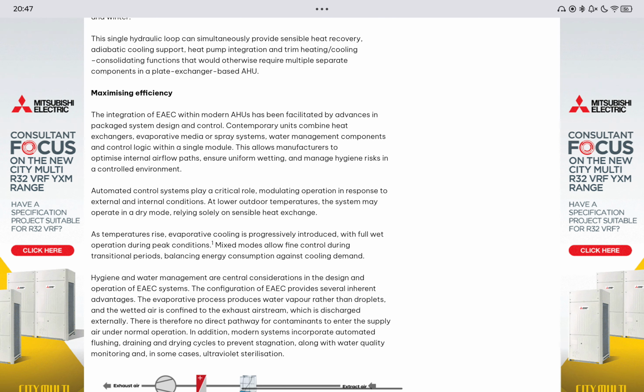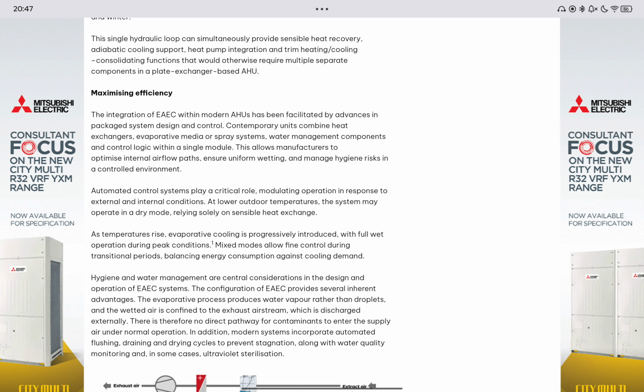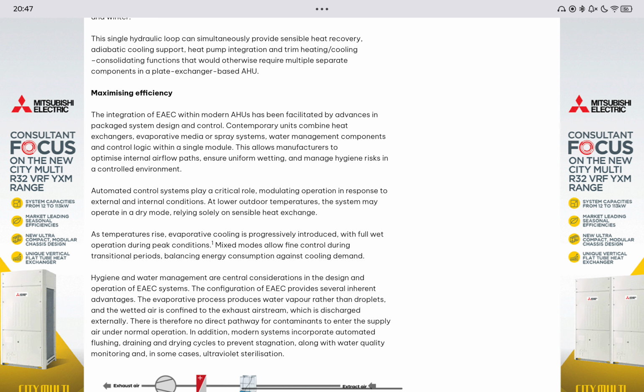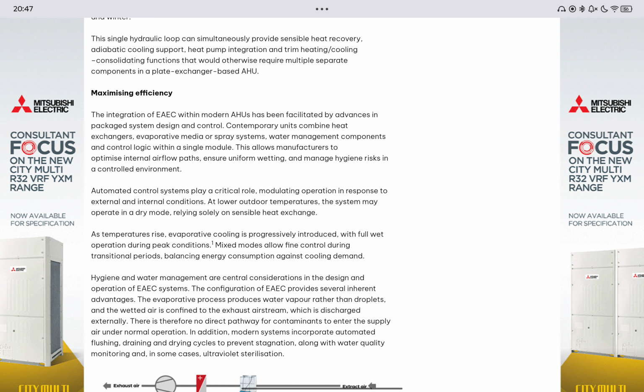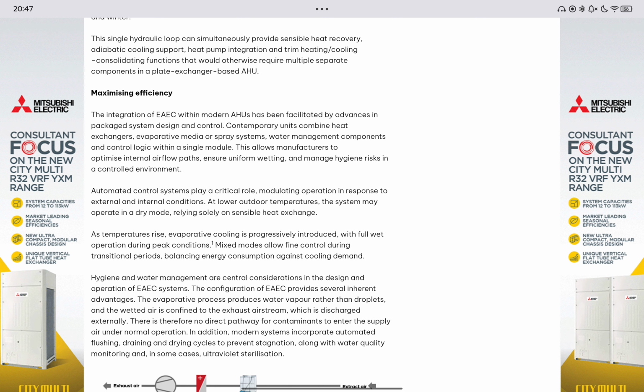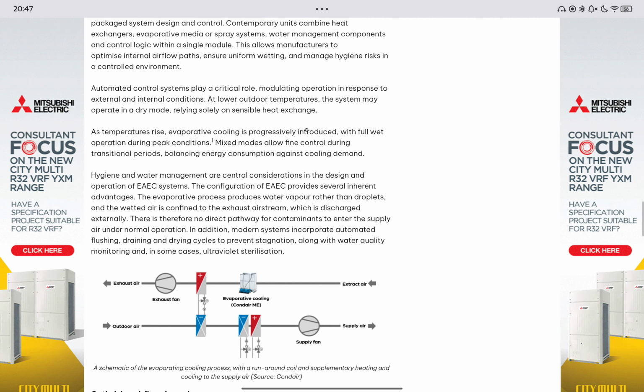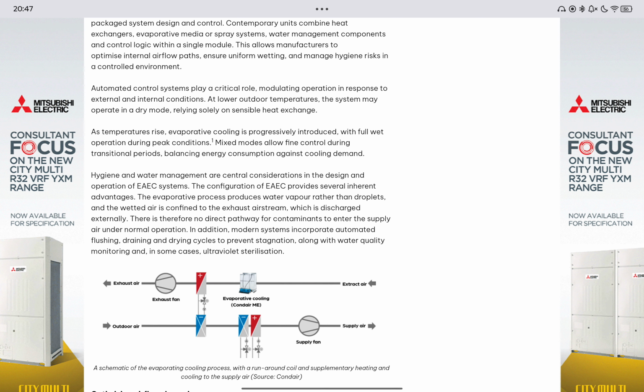Maximizing efficiency. The integration of EAEC within modern AHUs has been facilitated by advances in package system design and control. Contemporary units combine heat exchangers, evaporative media or spray systems, water management components, and control logic within a single module. This allows manufacturers to optimize internal airflow paths, ensure uniform wetting, and manage hygiene risks in a controlled environment. Automatic control systems play a critical role, modulating operation in response to external and internal conditions.